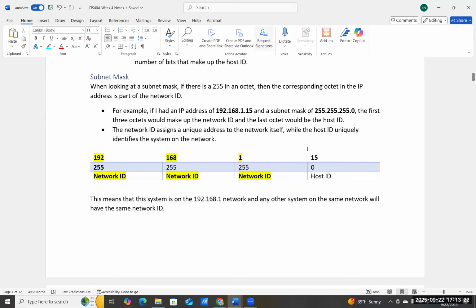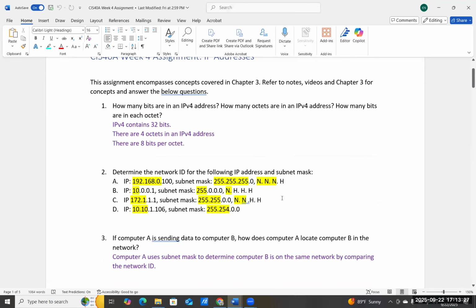Okay, now, for the next question, let's look through the IP address and do some practice. You have to know how to do this, because before you do the subnet, you have to, number 1, know the class of your address. Number 2, know which part of your address is a network ID or a host ID.